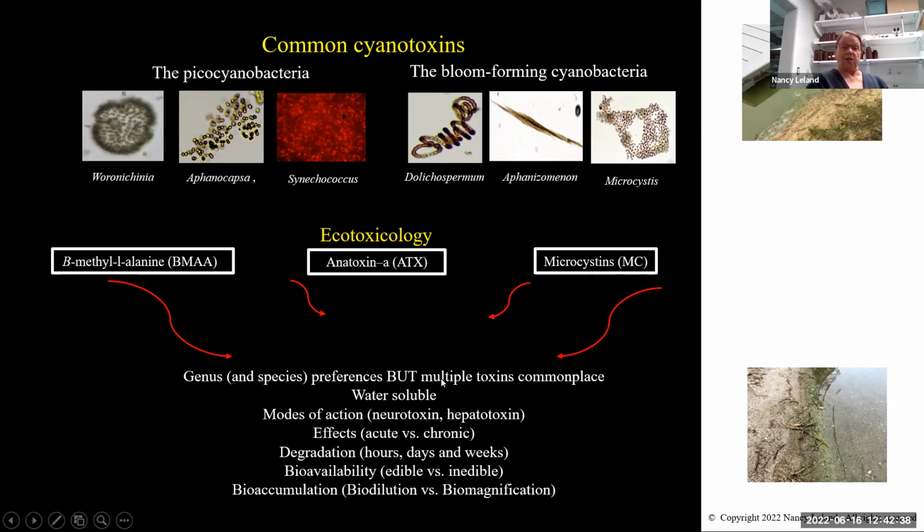So one of the things that's really important to keep in mind when you're working with the cyanobacteria is that we do have genus and sometimes species preferences for production of these toxins, but multiple toxins are commonplace that are produced by them. So it's one of the sort of guideposts that we have to think about all the time when we're working with them.